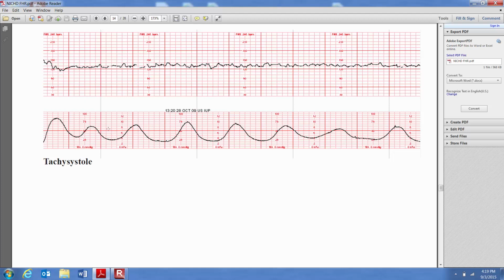And in a 10-minute period, so here's 1 minute, 2 minute, 3 minute, 4 minute, 5 minute, 6 minute, 7 minute, 8 minute, 9 minute, 10 minute. Let's count those contractions. 1, 2, 3, 4, 5, 6. She's having more than 5 contractions in a 10-minute period. She's having too many contractions.